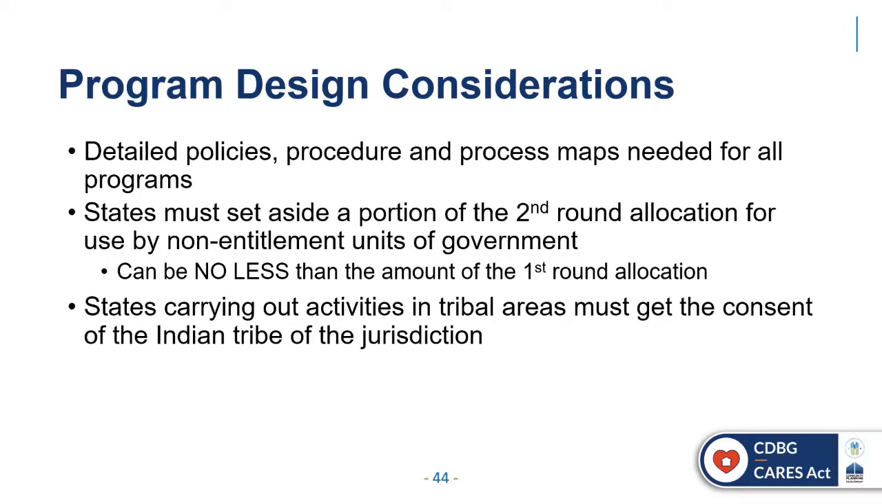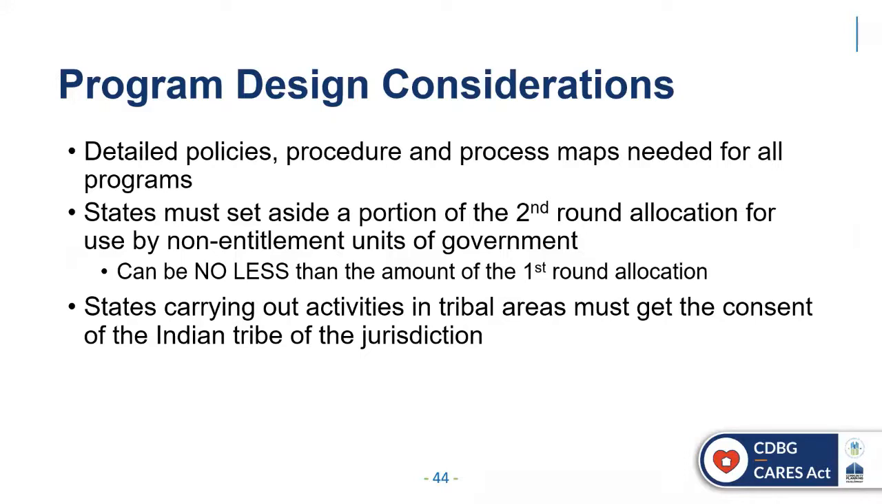Policies and procedures are needed for all of your programs. They detail eligibility requirements, how eligibility will be determined, environmental review levels and procedures, procurement requirements, and other critical processes. The process maps, like the ones you've seen on earlier slides, can be helpful to illustrate program flow and as benchmarks for measuring progress against predetermined milestones for timeliness purposes.